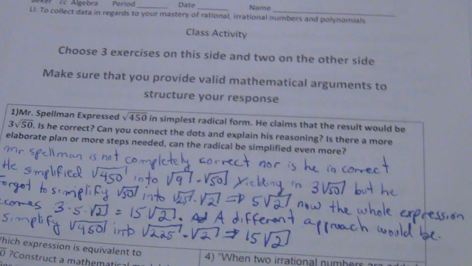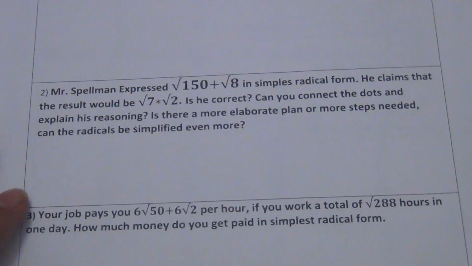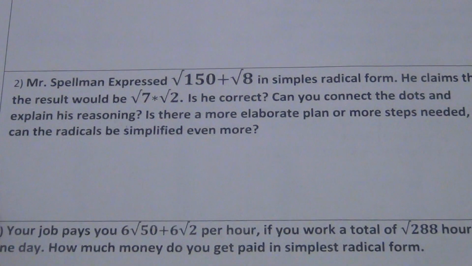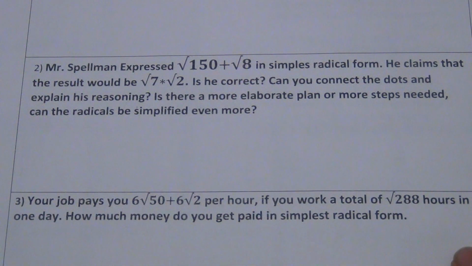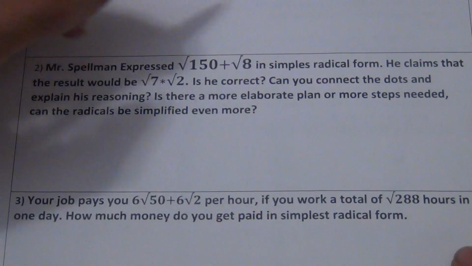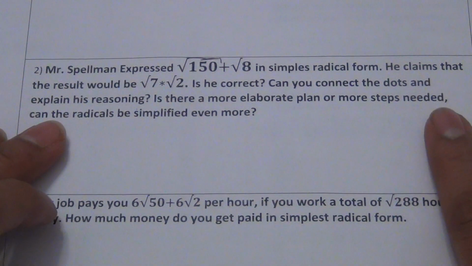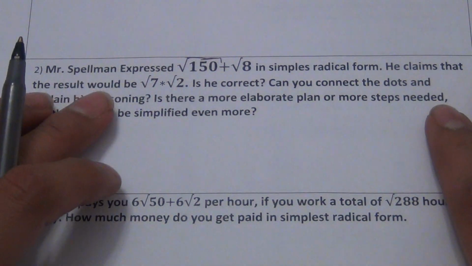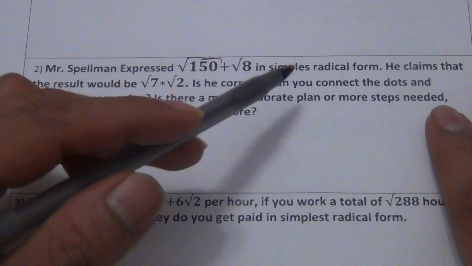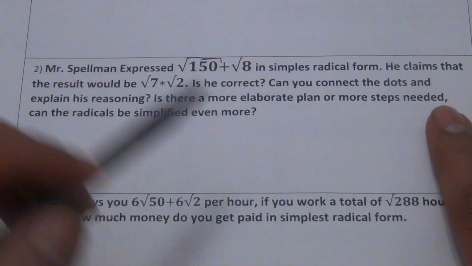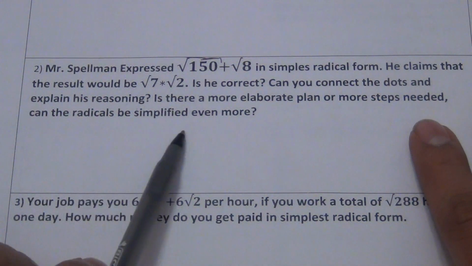Okay, now we can move on to the next problem. So again, Mr. Spellman, I need to maybe change the name again. All right. So he's saying that the expression radical 150 plus radical 8 in simplest form, he claims that the result will be radical 7 times radical 2. Is he correct? Can you connect the dots? Explain his reasoning. Is there a more elaborate plan or more steps needed? Can the radicals be simplified even more?